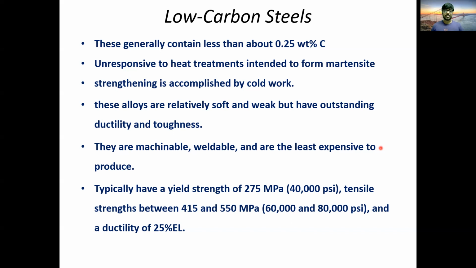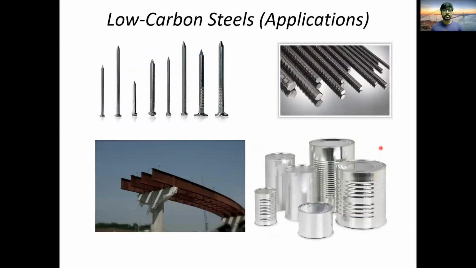The last point is that they generally have a lower yield strength, about 275 megapascals, and the tensile strength varies between 415 and 550 megapascals. They can show ductility or elongation up to 25%, which is a very high percentage actually. So let's move on to the applications. Low carbon steels have some good applications in our day-to-day life.